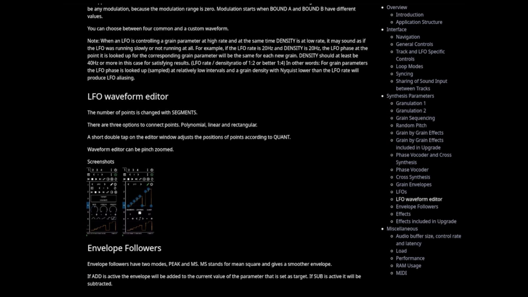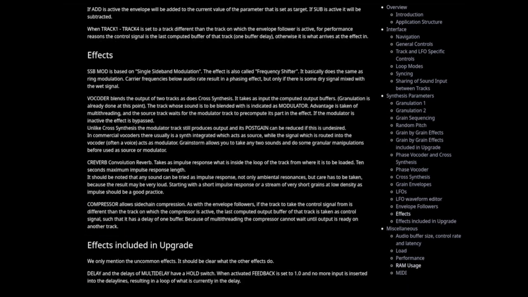Envelope followers. Envelope followers have two modes, peak and MS. MS stands for mean square and gives a smoother envelope. If add is active, the envelope will be added to the current value of the parameter that is set as target. If sub is active, it will be subtracted.